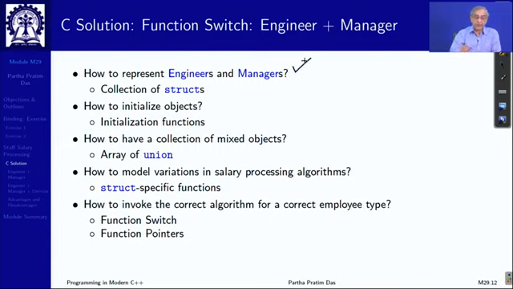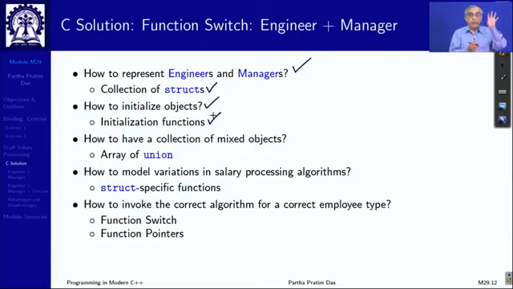For example, the first thing obviously is how to represent engineers and managers. Obviously, we are in the domain of C. So, they will have certain attributes, and we will put them into structures. We will have a collection of structures, one for the engineer, one for the manager, and so on. How do we initialize these engineer or manager objects? We need to write an initialization function. We have seen that before in terms of the stack example and so on.